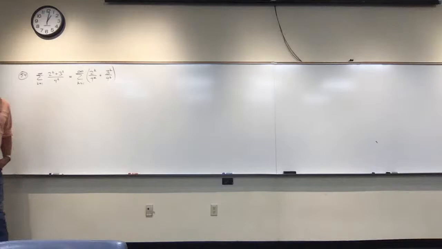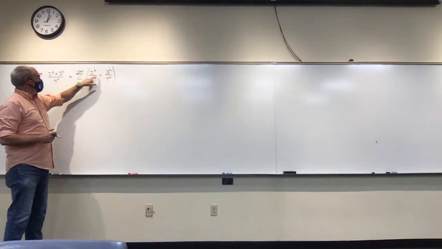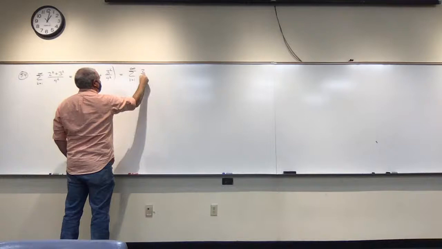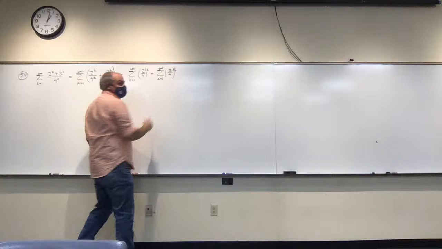Now, since all of these are positive numbers, I could rearrange them if I wanted to, and I could say it's the sum of all of these guys plus the sum of all of these guys. So I could write this as the sum, k going from 1 to infinity, of 2 over 4 to the k, plus the sum, k going from 1 to infinity, of 3 over 4 to the k. Each of those is a geometric series.